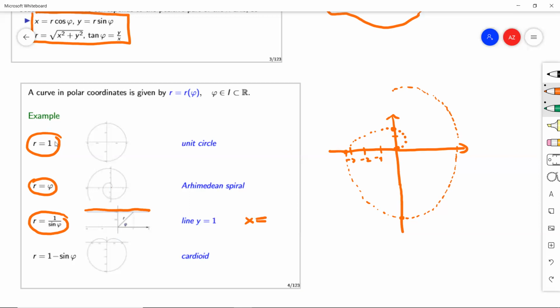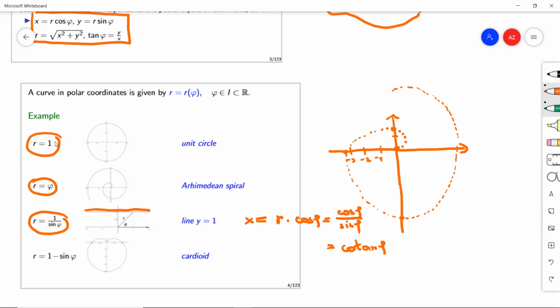So we have x given by the expression above. Recall that x is r times cosine phi. So it's just cosine phi over sine phi, and this is cotangent of phi. And as phi runs over all possibilities, cotangent runs over all real numbers.